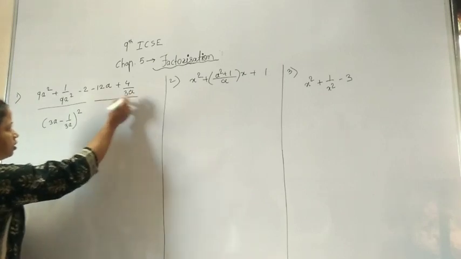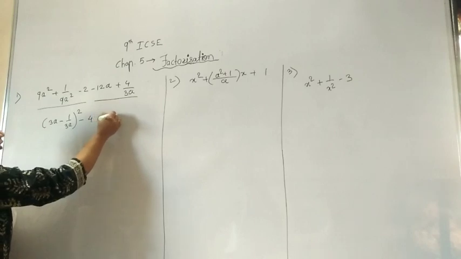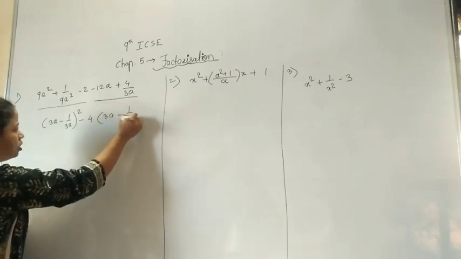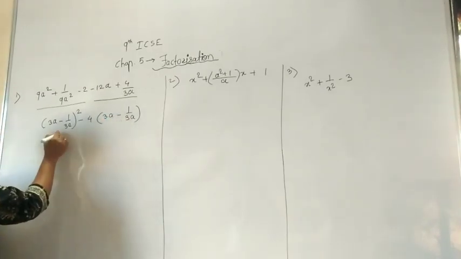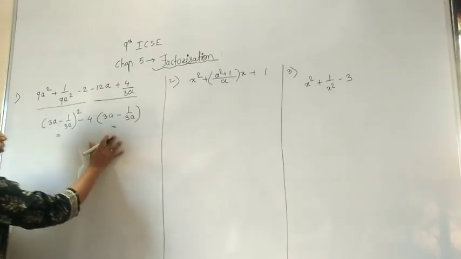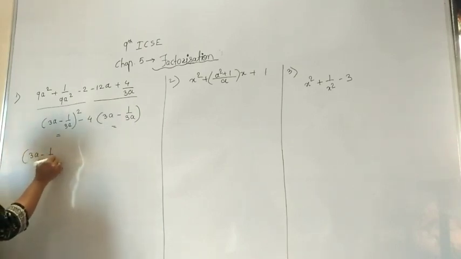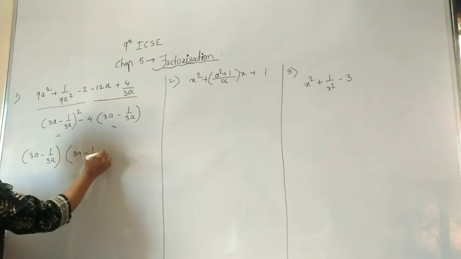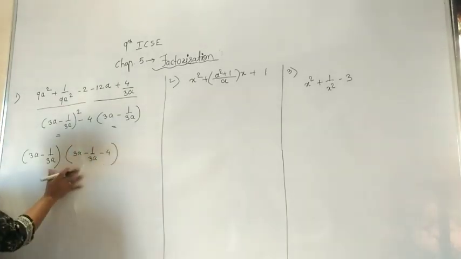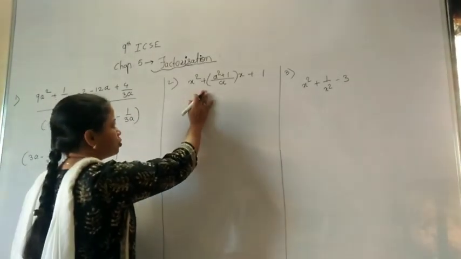From the remaining part, we will take 4 common. So minus 4 (3a minus 1) upon 3a, because we are taking minus, so this sign is changed. Now this bracket as well as this bracket are the same. Take 1 common, so that 3a minus 1 upon 3a. So in the other bracket we have 3a minus 1 upon 3a minus 4. So these are the factors. Okay, now moving towards the next question.